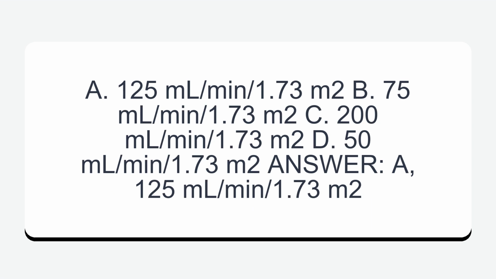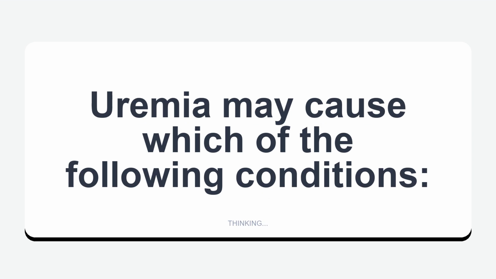The glomerular filtration rate is an important index of renal function and in the normal adult is approximately: A. 125 ml/min/1.73 m2. B. 75 ml/min/1.73 m2. C. 200 ml/min/1.73 m2. D. 50 ml/min/1.73 m2. Answer: A. 125 ml/min/1.73 m2.